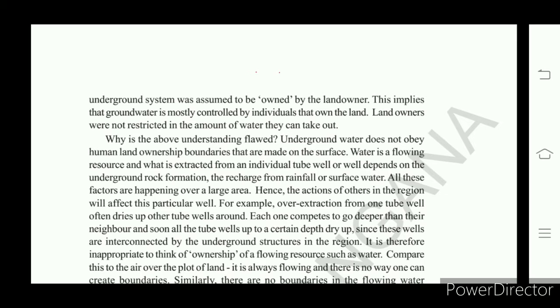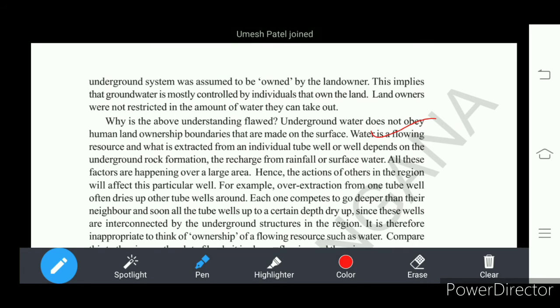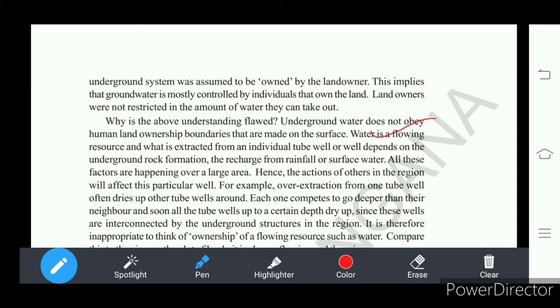And here, what I want to say is that this is meaningless, because how can we apply ownership rights on underground water which is moving from one place to another place, right? Water is a flowing resource. Look here, water is a flowing resource, understand? So what is extracted from one bore well or open well depends on underground water formation in that area, right?